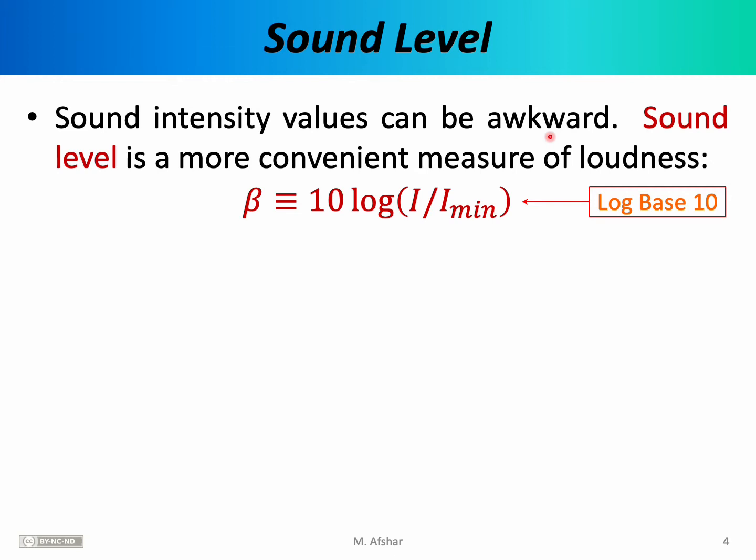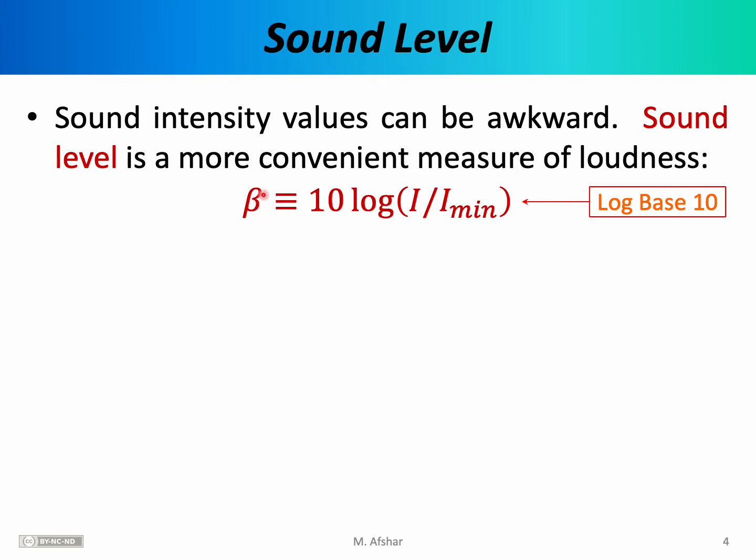A lot of people don't like using scientific notation. Sound engineers or audio technicians or otolaryngologists, those are ear doctors, prefer not to use sound intensity. Instead, they use something called sound level to describe the loudness of sound. Sound level is a more convenient measure of loudness, and it is defined by this equation here.